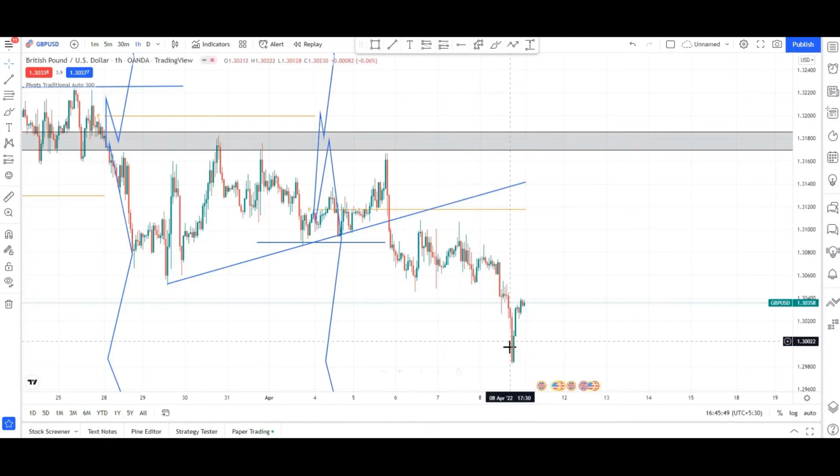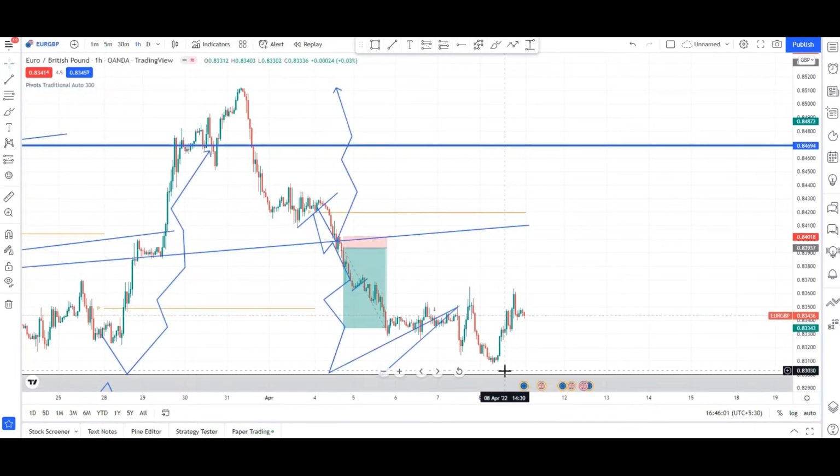I got a very nice target somewhere here, because I wanted to achieve up till here also, because this is also very nice, so I took it somewhere here and exited from this. Okay guys, you can see how accurate our target is, guys.